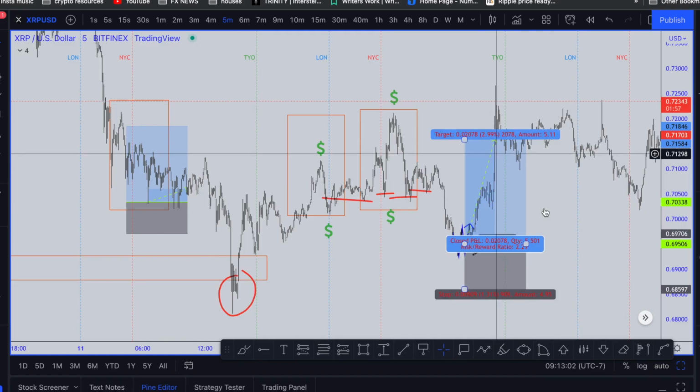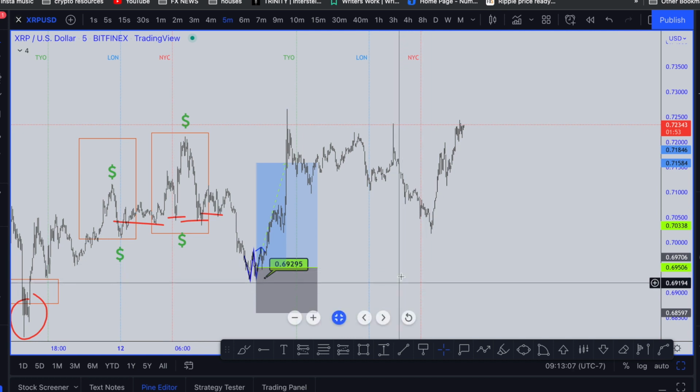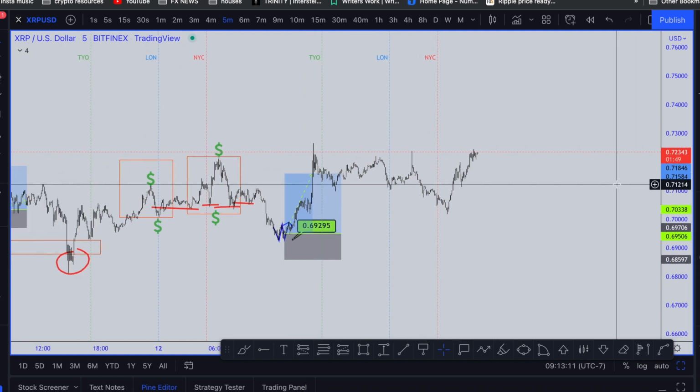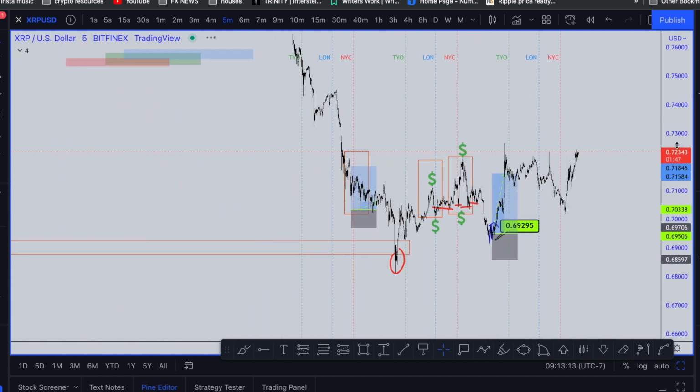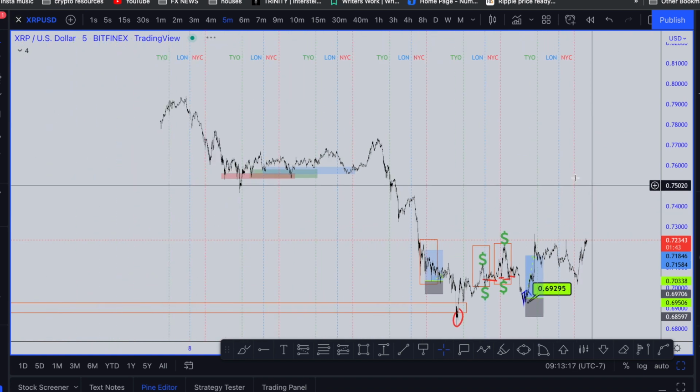Price prediction on XRP real fast before we hop off here. I told you guys if we can hold this 70-cent psychological level, most likely we're going to come back into the high 70-cent region, where I would like to see price action surpass on XRP to confirm any bullish momentum and move to the upside.